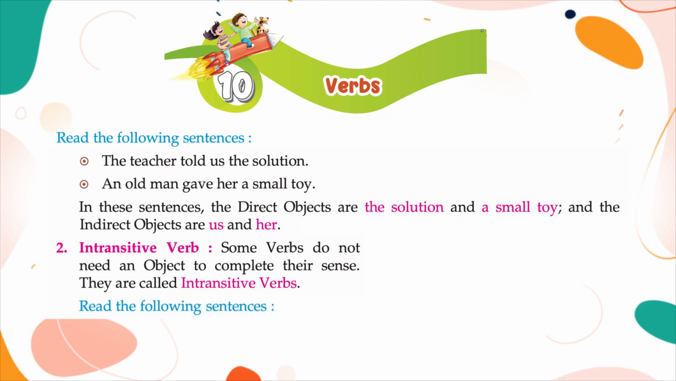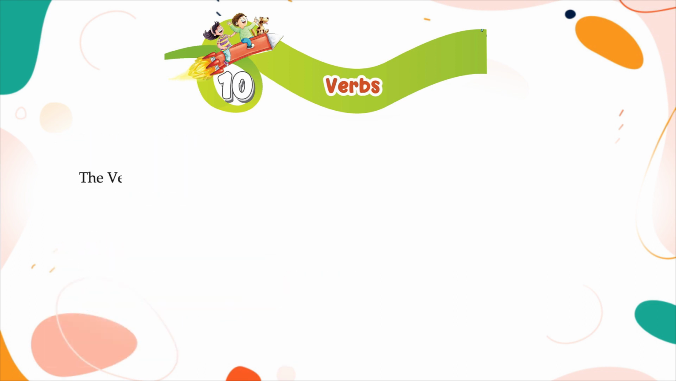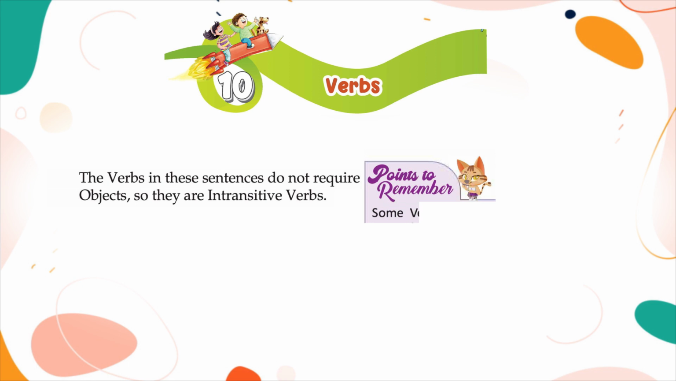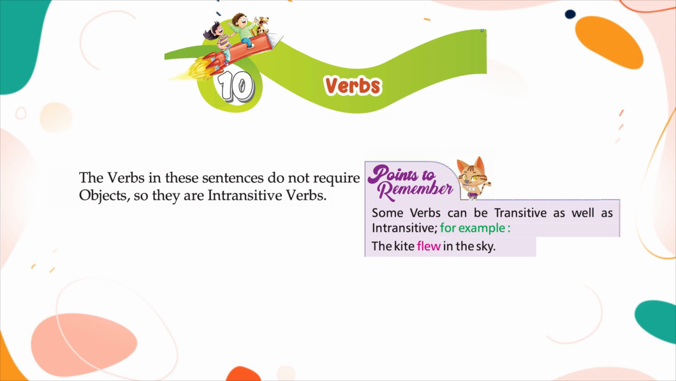Read the following sentences. The aeroplane was flying. Raman laughed loudly. The verbs in these sentences do not require objects, so they are intransitive verbs. Points to remember. Some verbs can be transitive as well as intransitive. For example, the kite flew in the sky. Intransitive. A boy flew the kite.